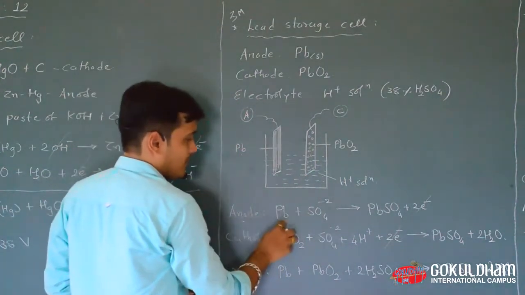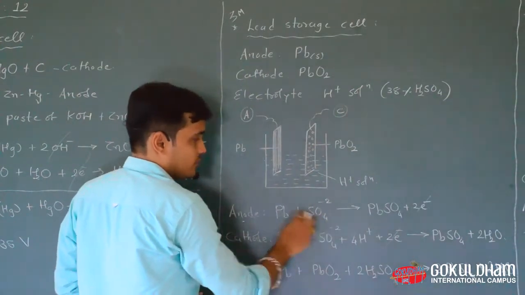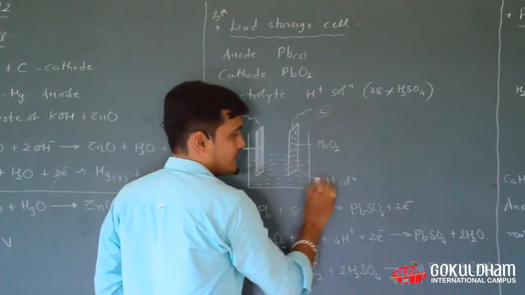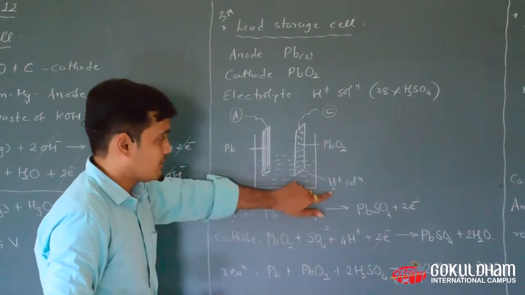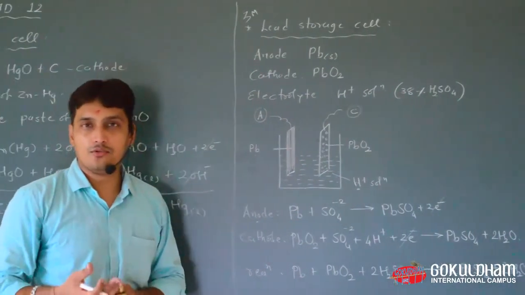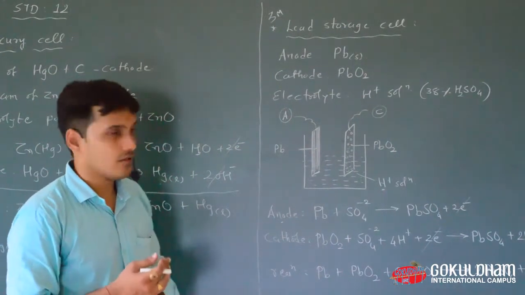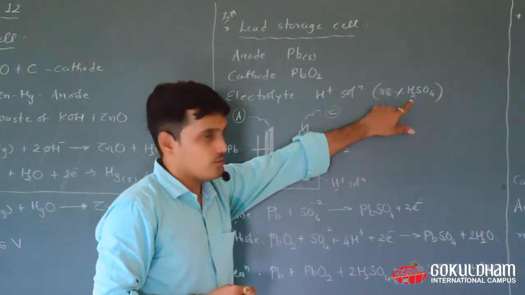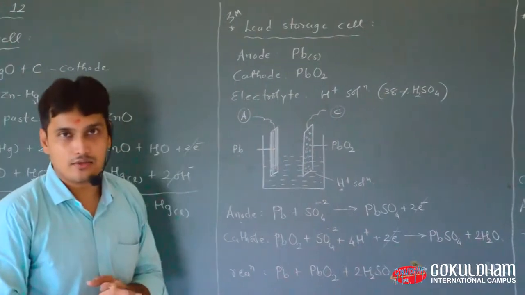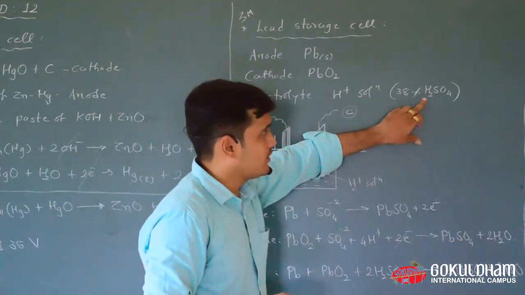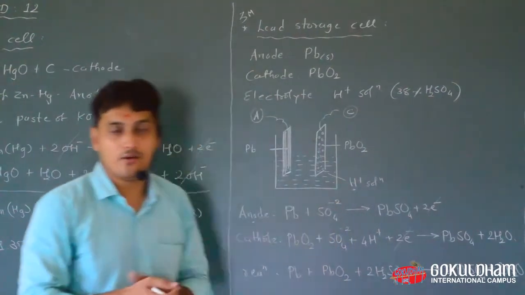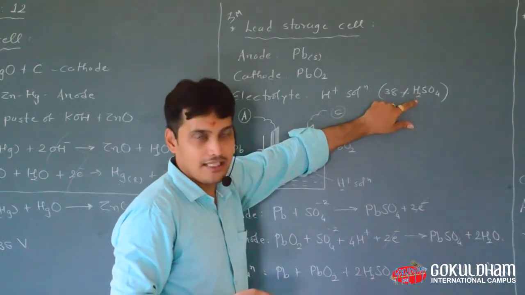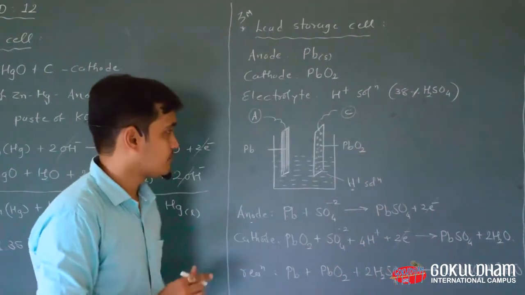The anodic reaction: Pb plus SO4²⁻. This SO4²⁻ comes from the electrolyte, this H⁺ solution. Now for this H⁺ solution, you can use HCl, hydrochloric acid, or you can use H2SO4, but 38% H2SO4 is a very proper solution for this lead storage cell, because you can get 2H⁺ ions from the same quantity of solution. So this is the benefit of the dual acidic nature of H2SO4.